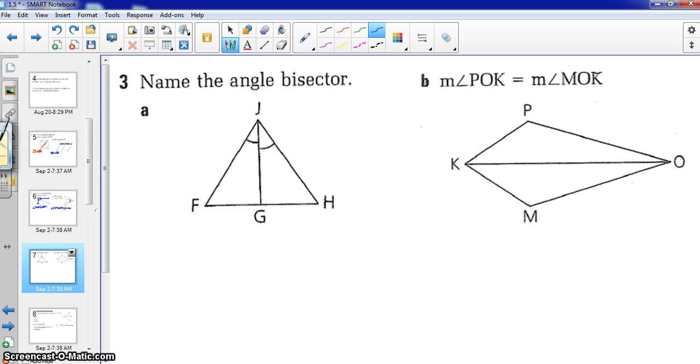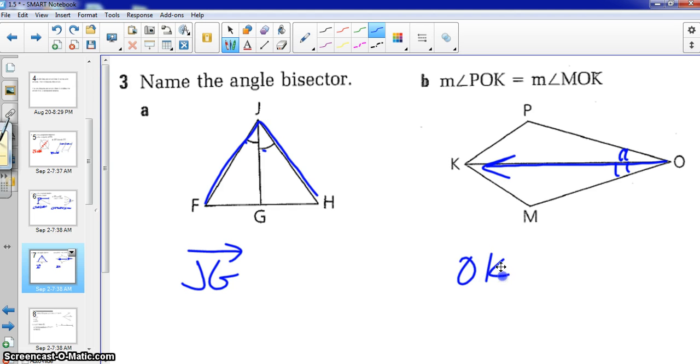In number 3, we are given in the diagram the congruent angles already marked, so we need to name what the angle bisector is. And this is the big angle that's being divided into the 2 congruent angles, so the ray JG is our bisector. In letter B, we are given these 2 angles congruent, which means that that must be our trisector ray.